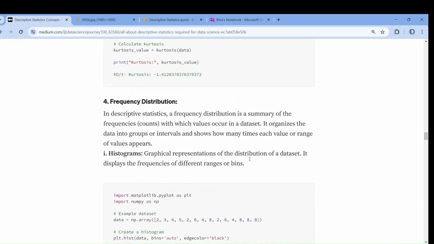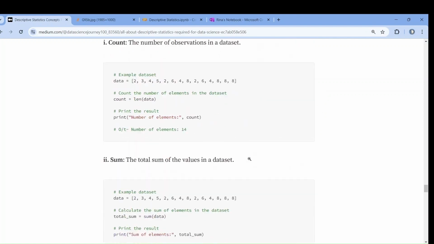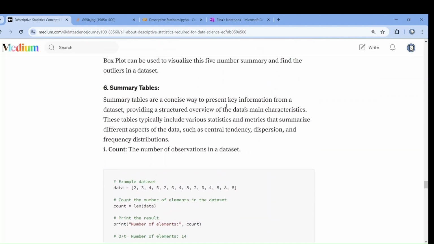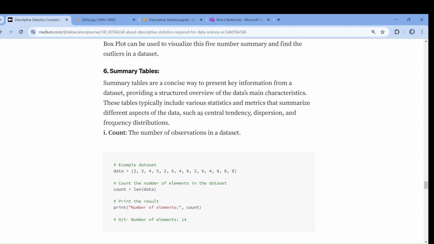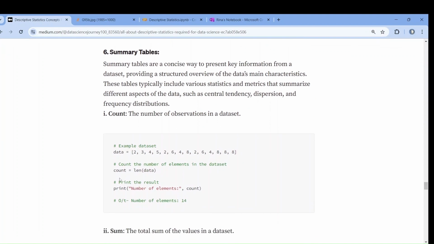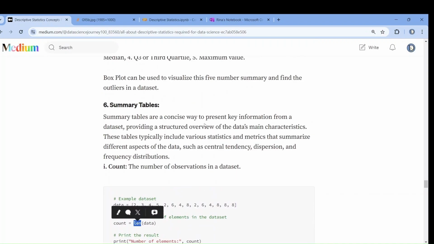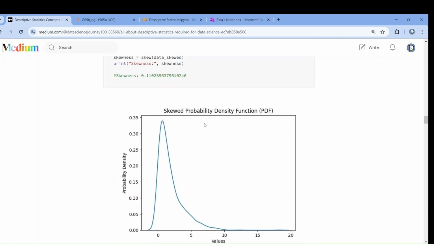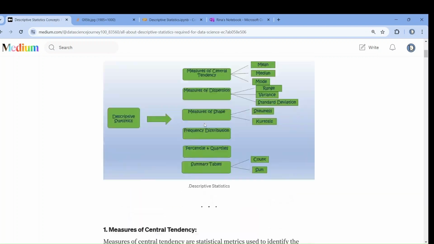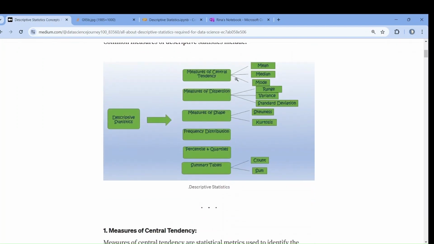Summary table is really easy. That is simply counting and making the sum. This is just like giving an overview of data's main characteristics. Count means the length of the data set: 1, 2, 3, 4, 5, 6, 7, 8, 9, 10, 11, 12, 13, 14. Okay. So just length of the data set is count. Simple. And sum means just adding them: 2 plus 3 plus 4 plus 5. So 70. So this is summary table. So we have completed descriptive statistics. Congratulations to you.